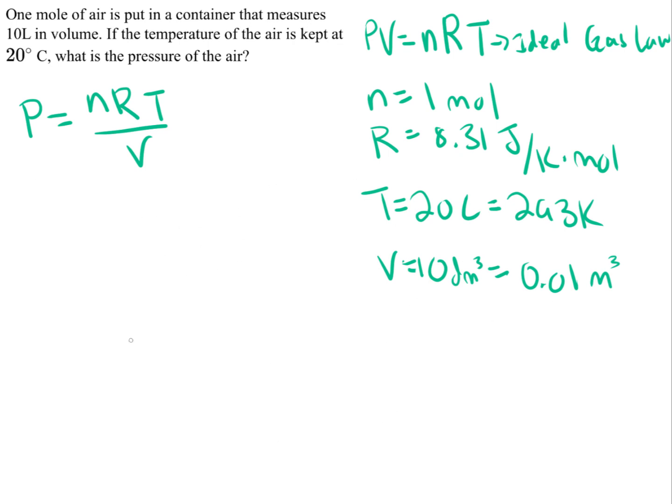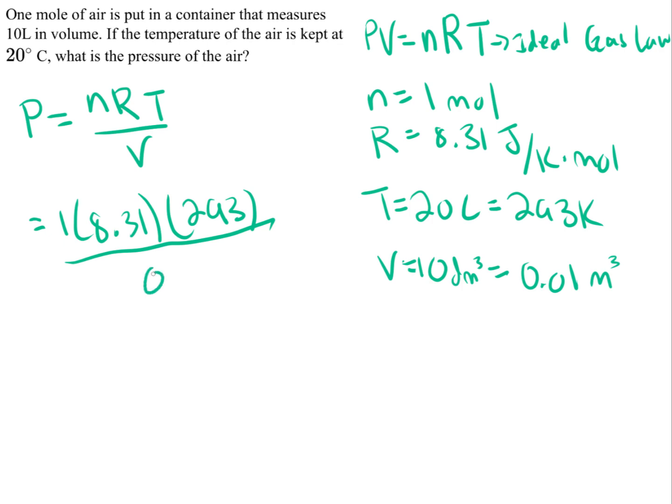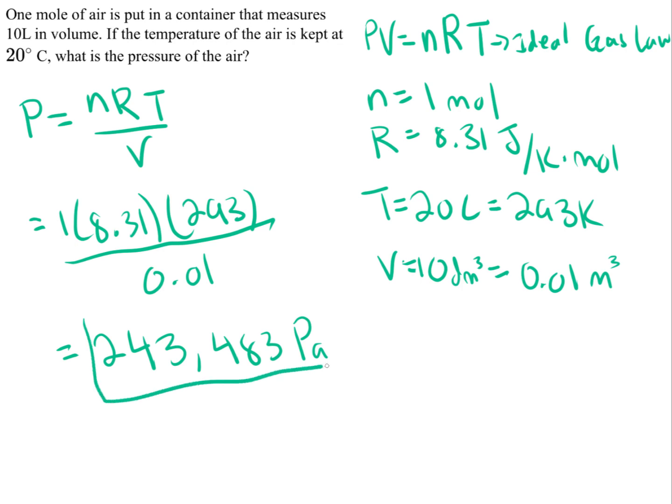Okay, so now that we have everything, we can plug it in. So this pressure becomes the number of moles, 1 mole, times the gas constant of 8.31 joules per Kelvin mole, times the temperature of 293 degrees Kelvin, divided by the volume of 0.01 cubic meters. And if you evaluate this, you should get that the pressure is equal to 243,483 pascals.